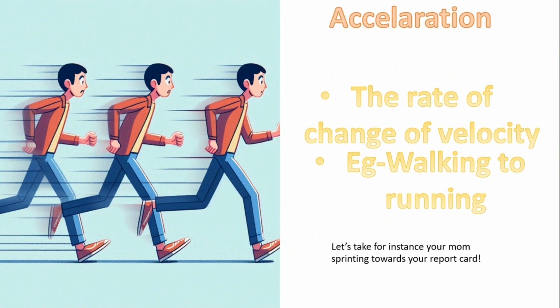which is denoted by (v minus u) divided by t, where u is the initial velocity and v is the final velocity. For example, walking to running, or think of your mom sprinting towards your report card. She's changing her velocity because she must be curious how much her child got on the report card. That's the case of acceleration.